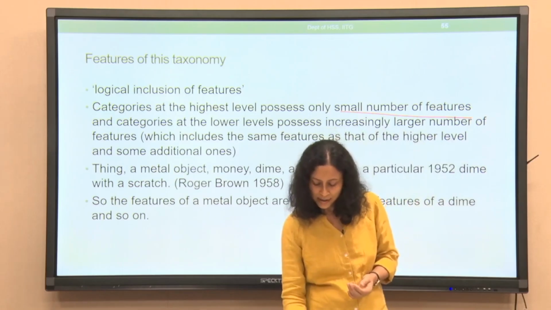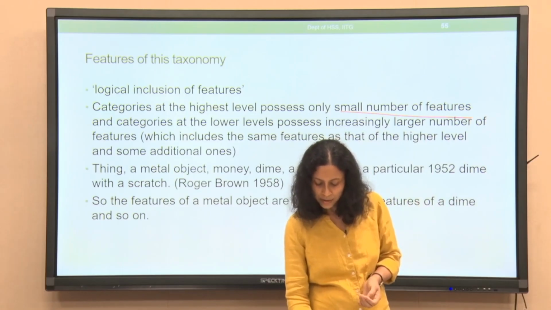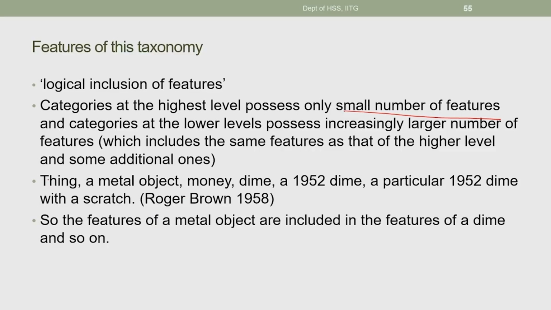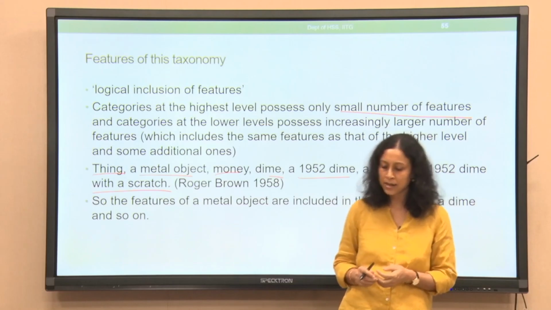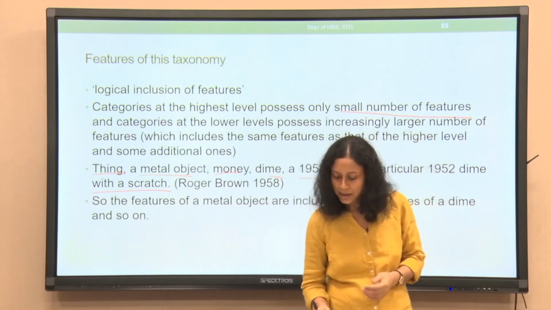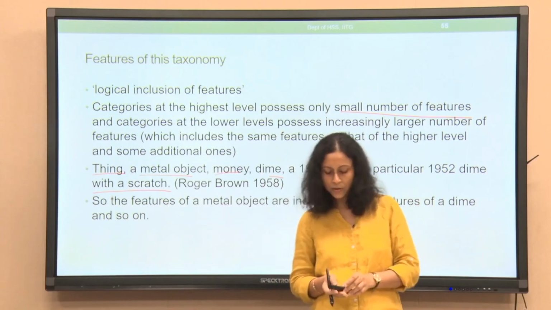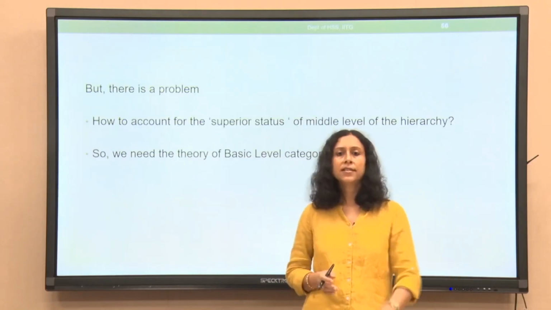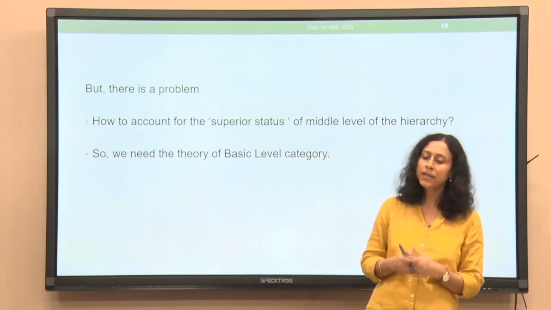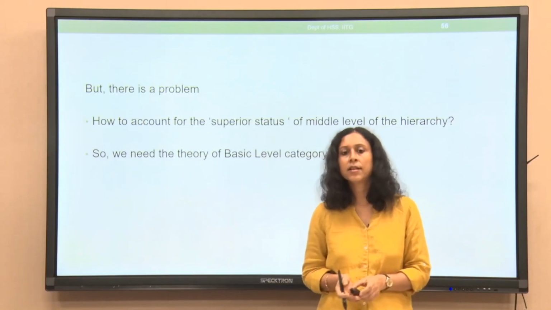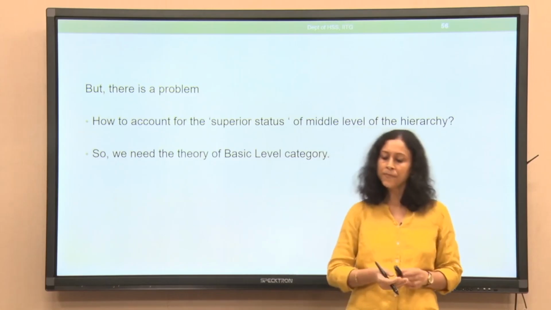This is an example from a book by Roger Brown. This could be one particular hierarchy. A thing, I have a thing in my pocket, and then a metal object, and then money, a dime, a 1952 dime, and then a particular dime with a scratch. So, even with a simple thing like a coin, you can have this kind of inclusion of features that can go on and on. There is a hierarchy, there is a taxonomy, and there is a logical inclusion of features as you go down in the hierarchy.